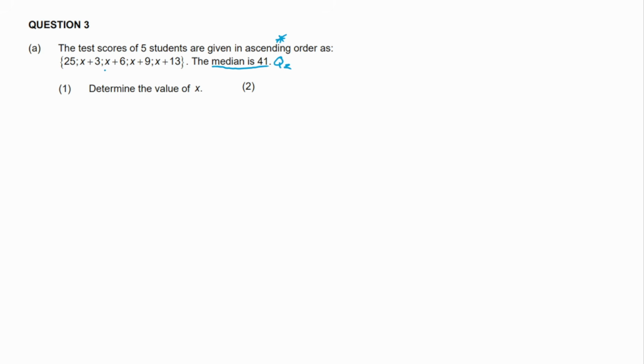We know that the median will be in the middle, so it'll be the third value, with 2 to the left and 2 to the right. So we know that the median is x plus 6. But they say that the median is 41, so this is equal to 41. We need to determine the value of x. So we just take that 6 to the other side and we get x is equal to 35. So we've determined the value of x, because that's what we needed.